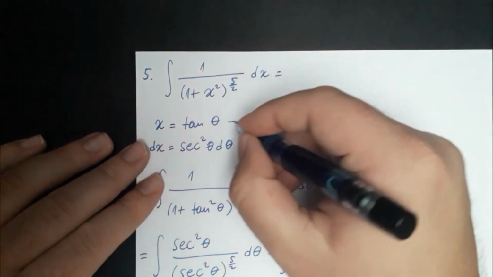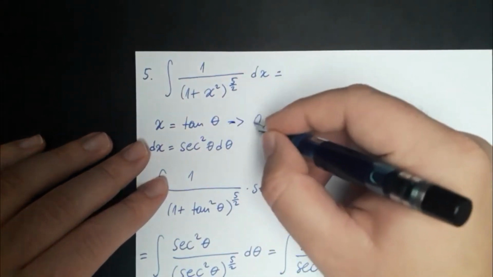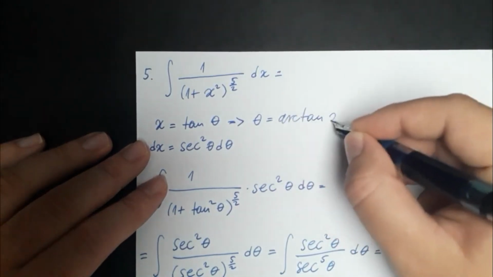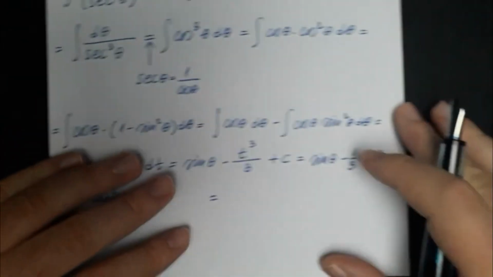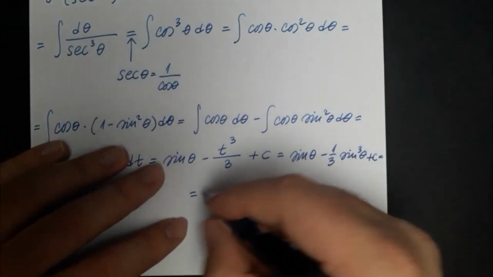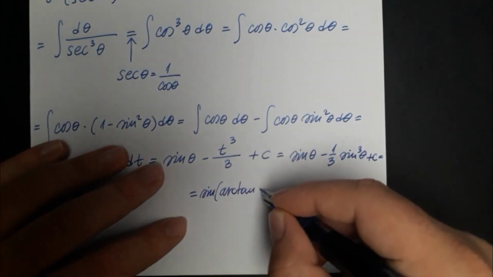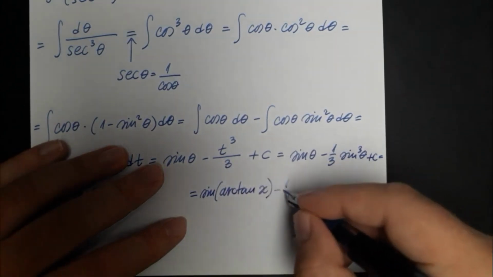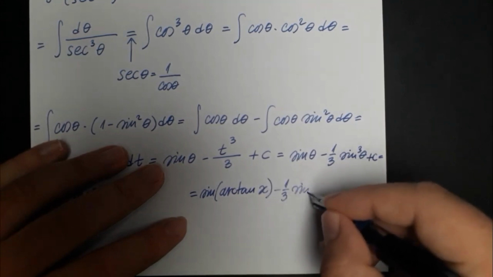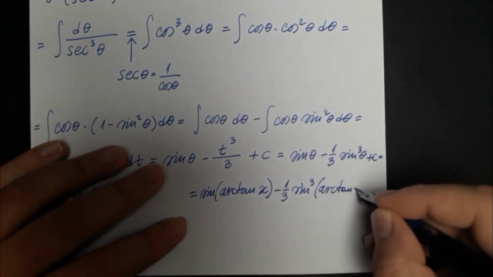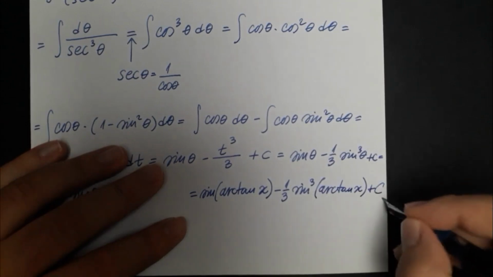And when we return to the x world, as x was tan of theta, we have that theta is actually arctan of x. So when we return into the x world, we get sine of arctan x minus 1/3 of sine cubed of arctan x plus c.